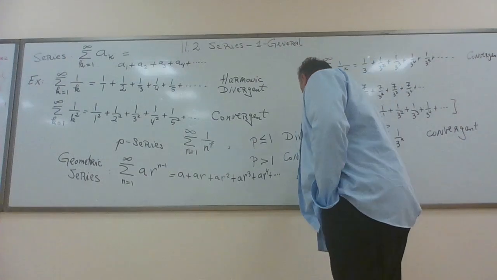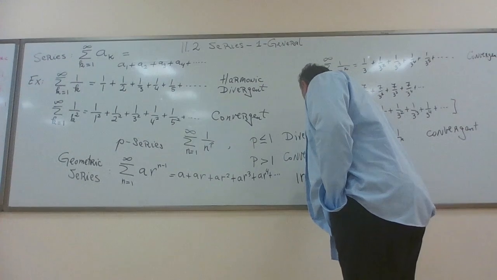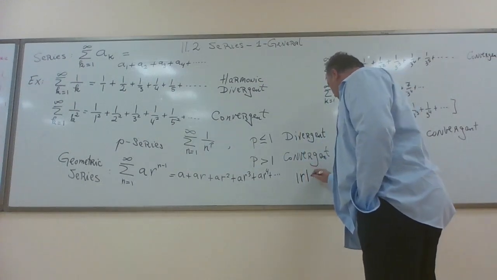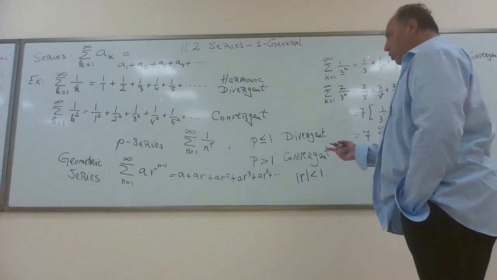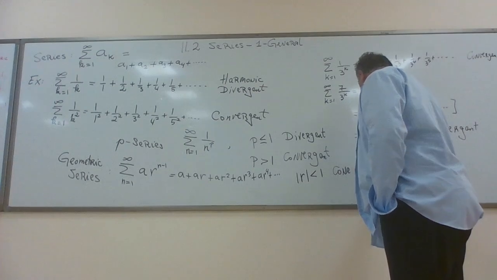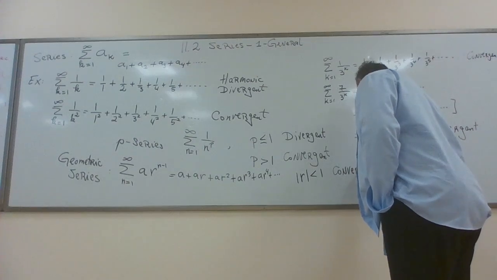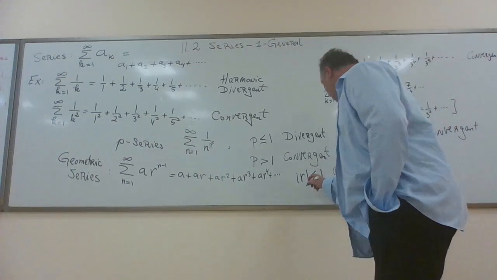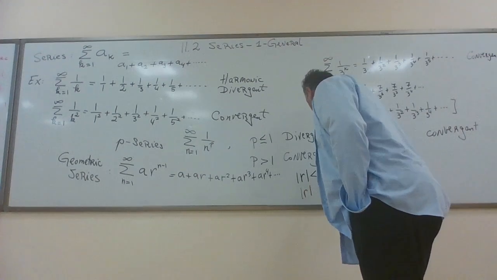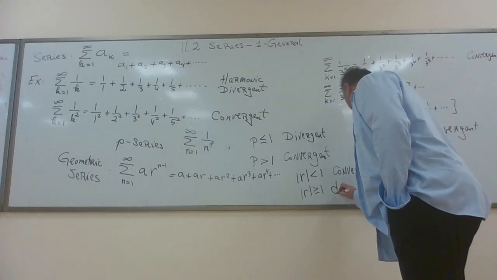So just to go straight forward, if we have this ratio that is strictly smaller than 1 in absolute value, the geometric series is convergent. And when this ratio is bigger or equal to 1, the series is divergent.